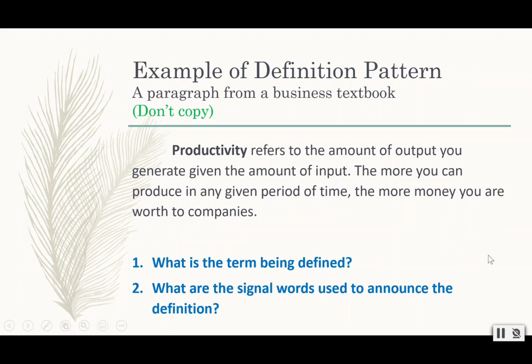Let's look at a short paragraph for an example. Productivity refers to the amount of output you generate given the amount of input. The more you can produce in any given period of time, the more money you are worth to companies. So what term are we defining here? Productivity. It's in bold. All right? And so that first sentence is our definition of it. That is our stated main idea. Okay? And they did use a signal word. They use refers to. Okay? So that is an example of our definition pattern.